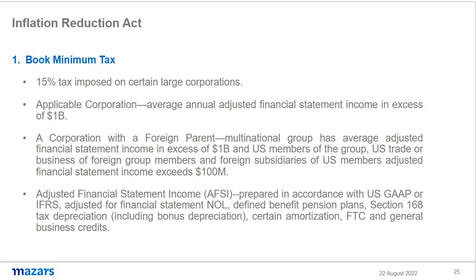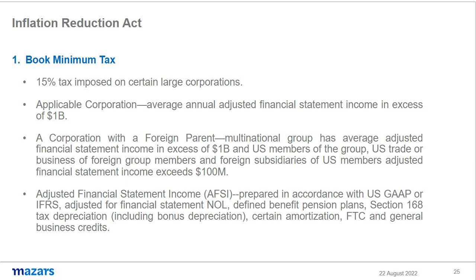It's very similar to the old corporate alternative minimum tax. And this tax applies if the corporation is an applicable corporation, i.e. it has an average annual adjusted financial statement income in excess of $1 billion over a 3-year period. So what you will look at would be an average for 2020, 2021, and 2022.